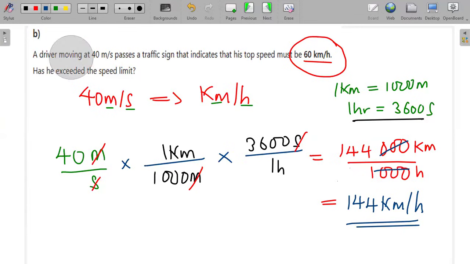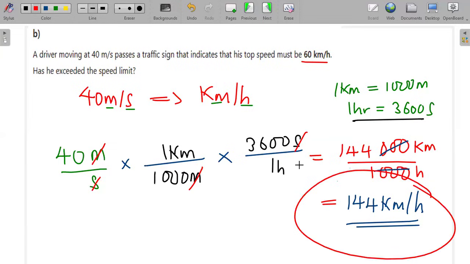But the speed limit said 60 kilometers per hour. So this driver is way above the speed limit. So the question was, has he exceeded the speed limit? Our answer there would just be what? Yes, he has exceeded, because we are finding this speed as 144 kilometers per what? Per hour.